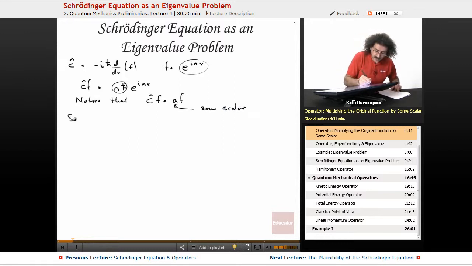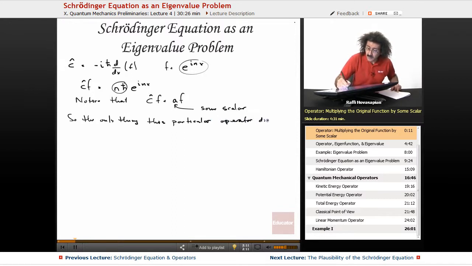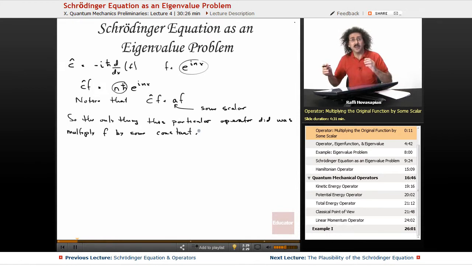So the only thing this particular operator did was multiply f by some constant. In other words, if my function were x squared, I may have ended up with 17x squared. That's it. I just multiplied the x squared by a factor of 17. That is all. Now recall example 4.